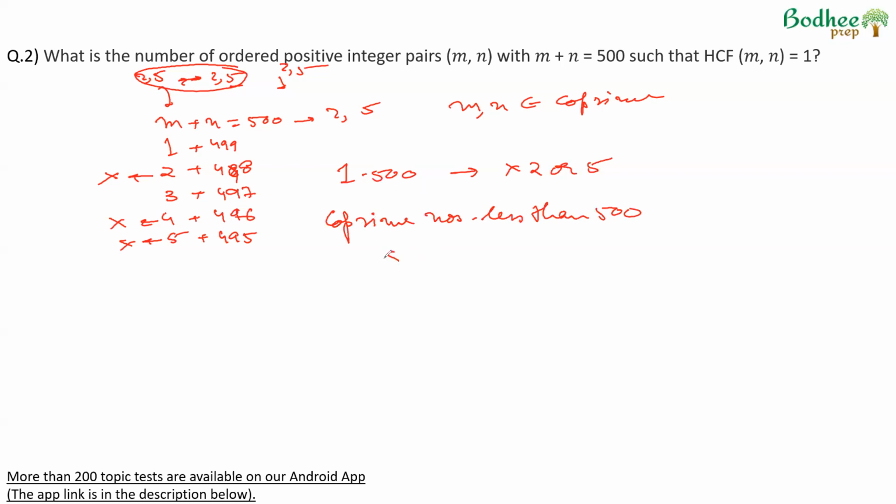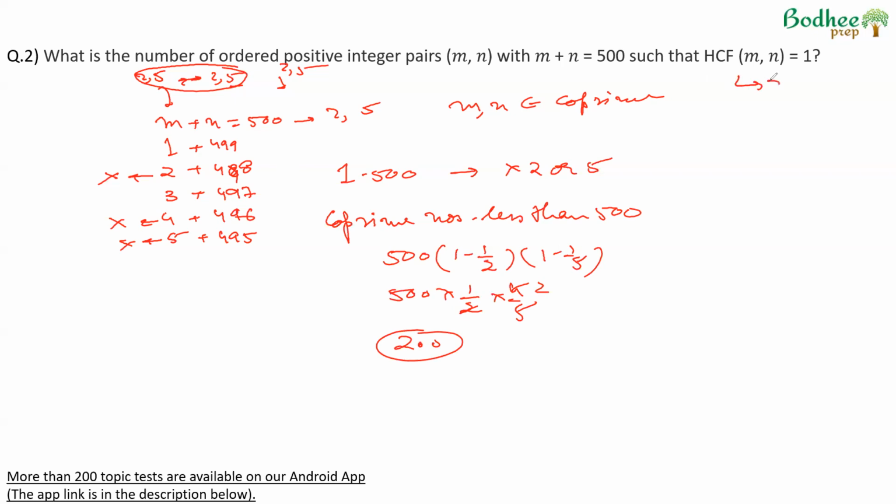So for this, we can directly use the Euler formula. We say 500 into 1 minus 1 by 2 into 1 minus 1 by 5, which is 500 into 1 by 2 into 4 by 5, which comes out to 200. So m can take 200 values. Correspondingly, n will have a value, and therefore 200 sets of m and n are possible.